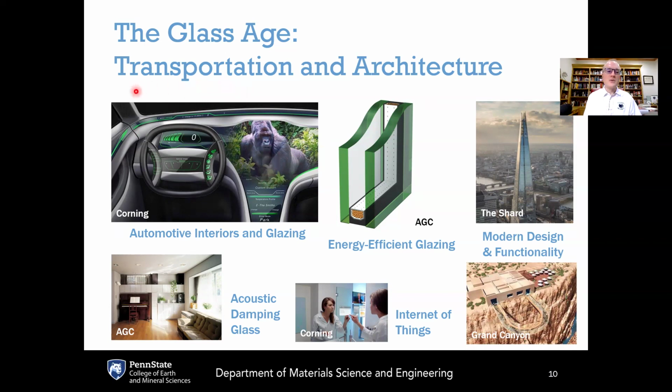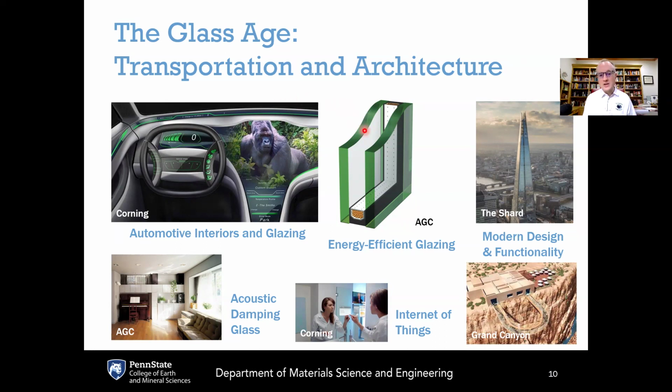When it comes to the exterior of the vehicles, the windshields, one of the key things that needs to be done is going to lighter weight glass. So thinner glass for thinner windshields and windows in order to improve the energy efficiency of the vehicle. So this is a way to improve the fuel economy by going to lighter weight vehicles.